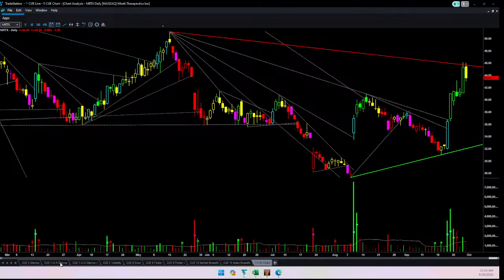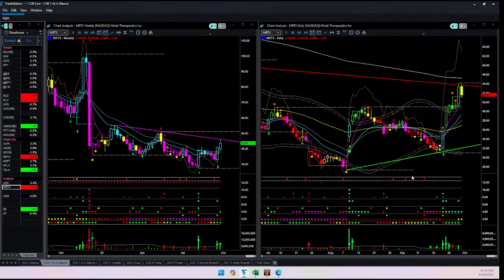Let's look at the weekly to decide if there is any reason to close the entire position. And yes, I'm doing it live. Actually, there is. The weekly also had and has a trend line resistance. So in this case, I wouldn't close partial position, I would close full position in the trade.